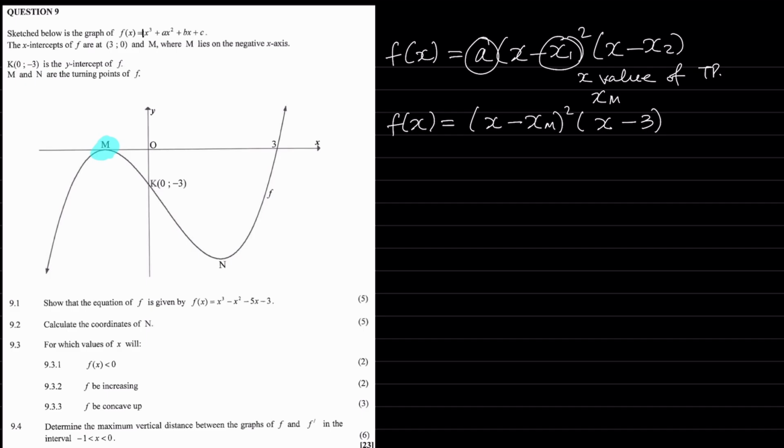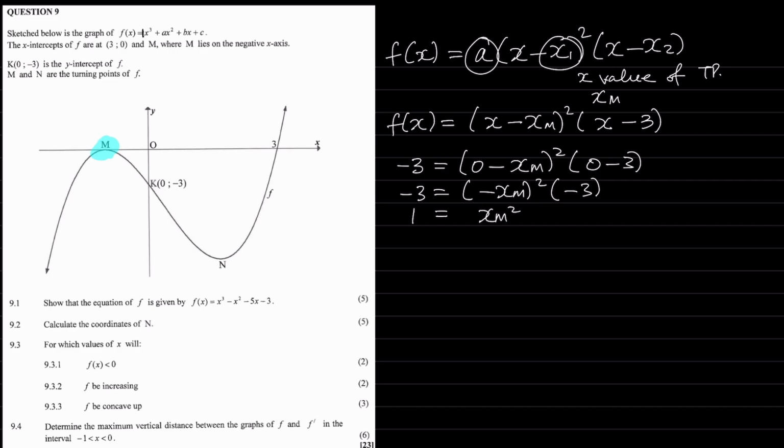Now what we need to do is substitute a point that lies on the graph. We've been given point k, so let's substitute that in. So minus 3 is equal to 0 minus xm all squared, and then 0 minus 3. We can then simplify. Minus 3 is equal to minus xm all squared, and then multiplied by minus 3. We can divide both sides by minus 3. We'll get 1 is equal to xm all squared.